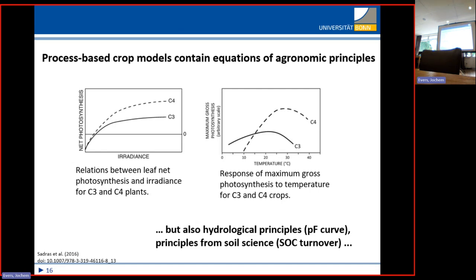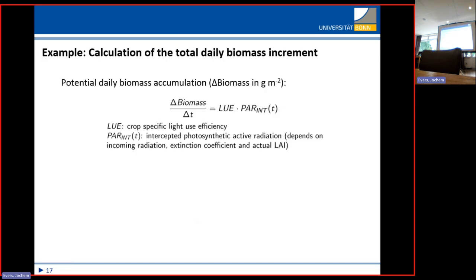So this is how the models look like. And I just show this one example to give you a feeling about how exact they are, what they can calculate. So it's the calculation of the total daily biomass increase, which is calculated as the crop-specific light use efficiency. So it depends on the crop. Light use efficiency of the crops differ, of course, but it may also depend a bit on the cultivar. So there could be also some differences between cultivars, multiplied by the intercepted photosynthetic active radiation.